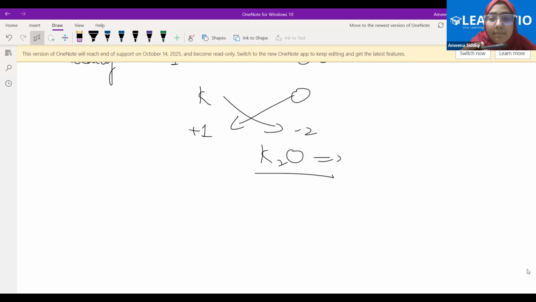Oxide and potassium. Potassium ion and oxide ion. Be clear with the difference. Elements are still potassium and oxygen. The ions are the potassium ion and the oxide ion. Okay, that's it. So I hope everyone is clear with this part.